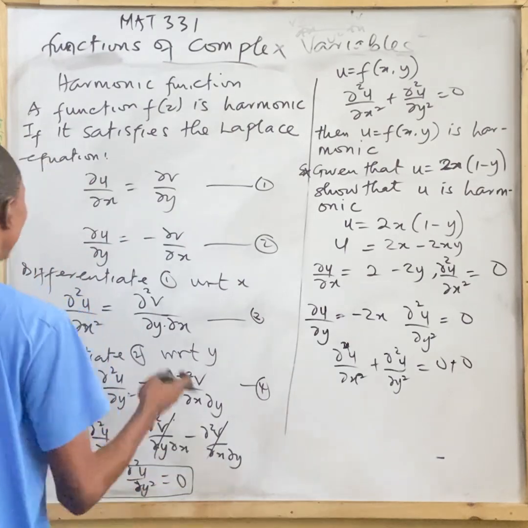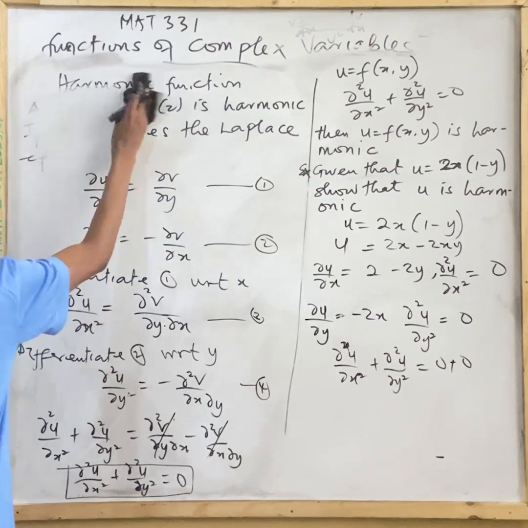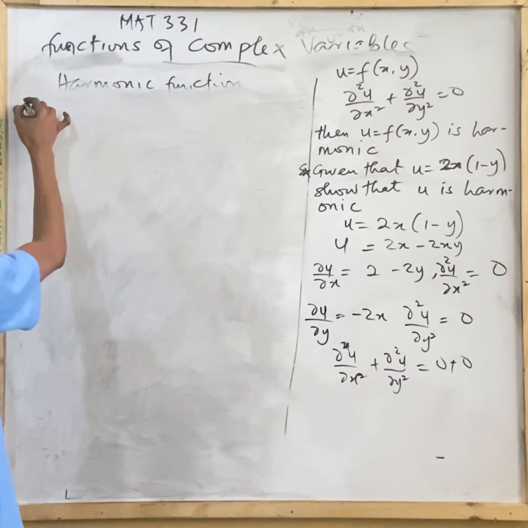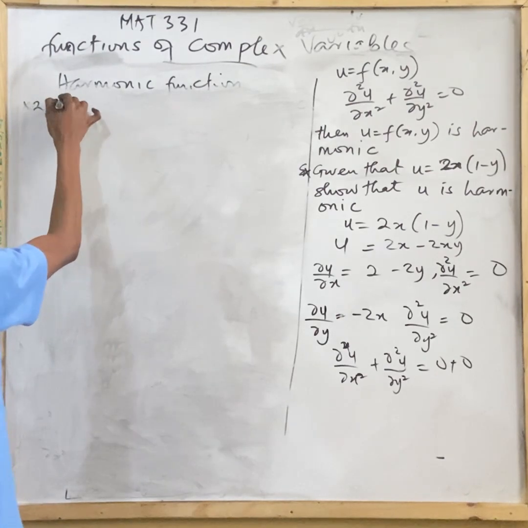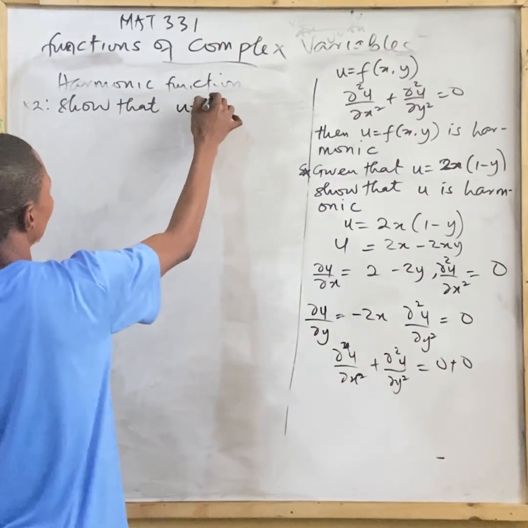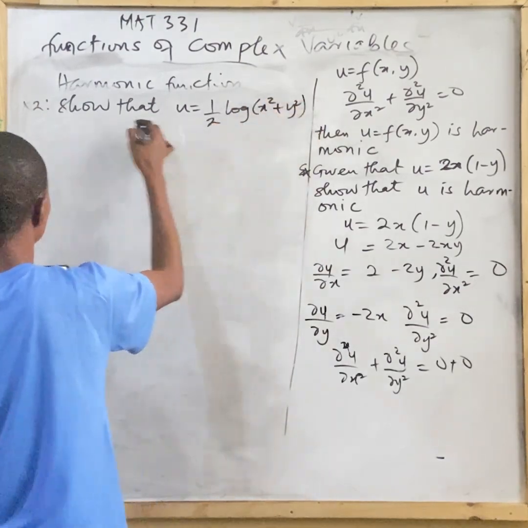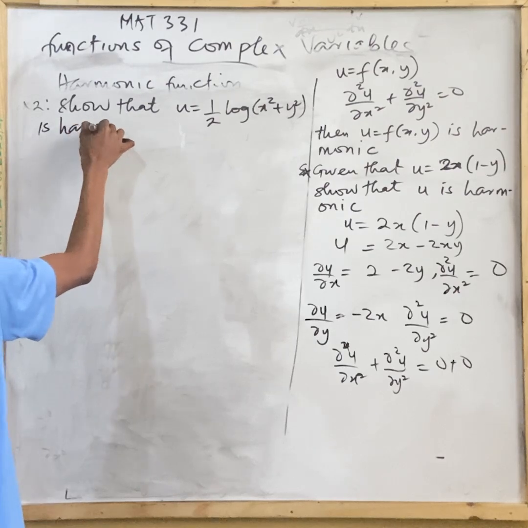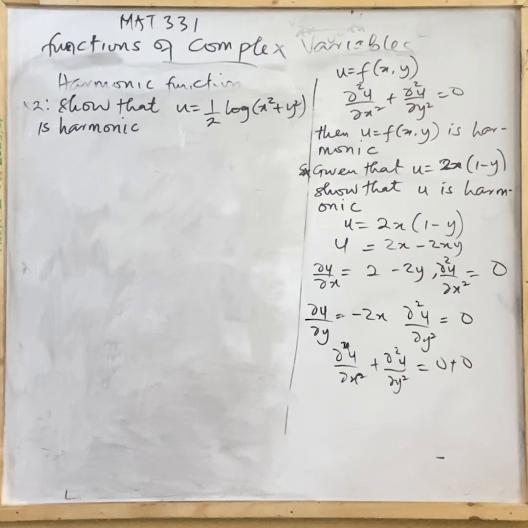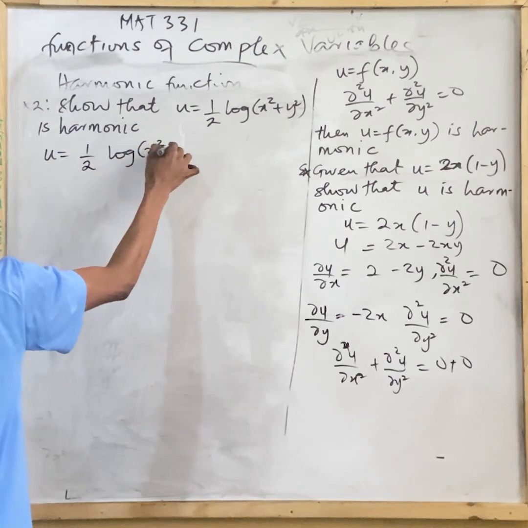Okay, so let's check another example. Now, given example 2, we are to show that u equals half log of x squared plus y squared is harmonic. Let's show that this function is harmonic. So we have u equals half log of x squared plus y squared.